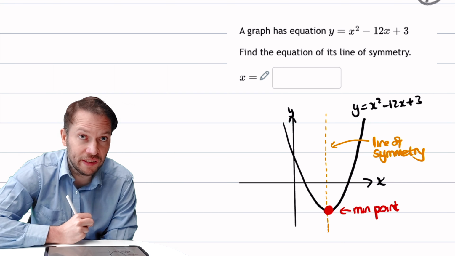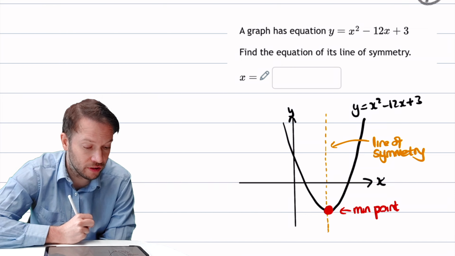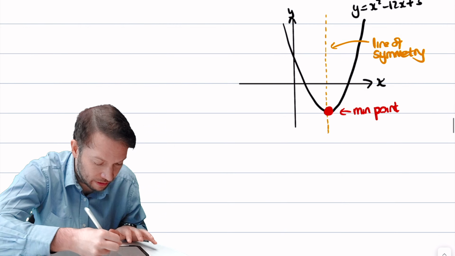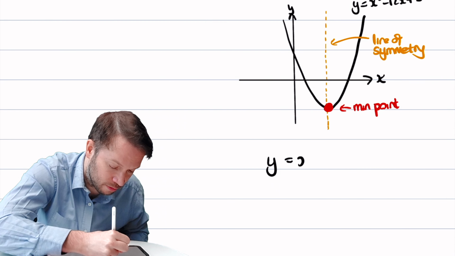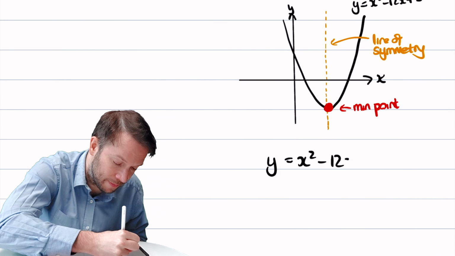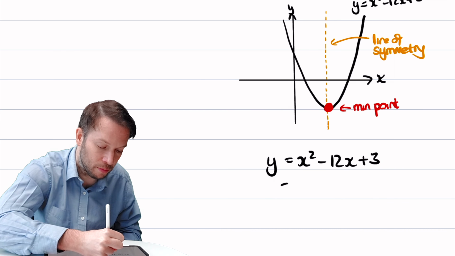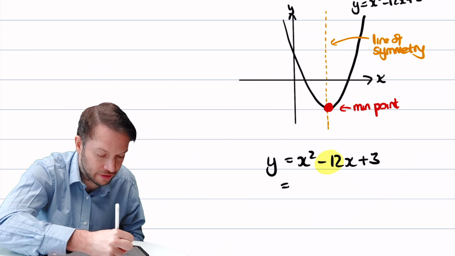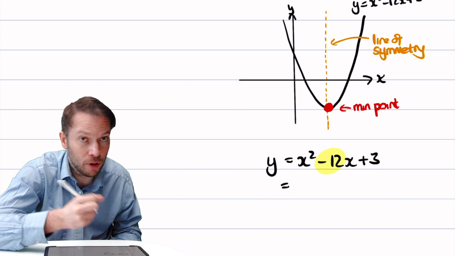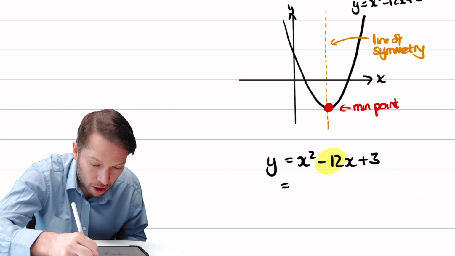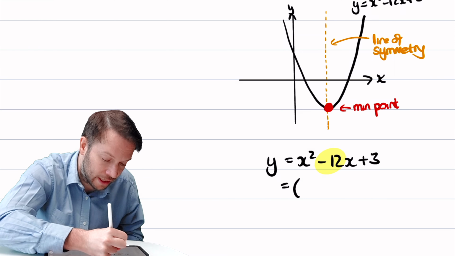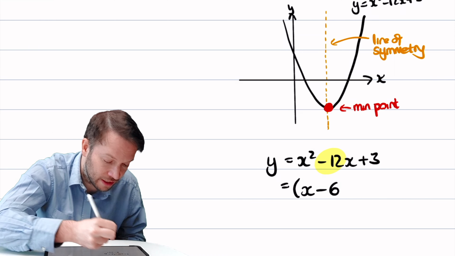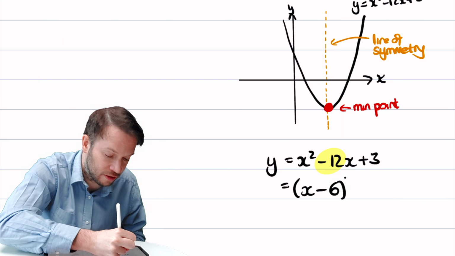So we saw in previous videos how we could find the coordinates of that minimum point. The way we did it is that we completed the square first. So we start with y equals x squared minus 12x plus 3, and we complete the square. Let me remind you how to do that. We halve the coefficient of the x, the number in front of the x term, not the x squared. So you open a bracket, you put an x, you halve the minus 12 to become minus 6, you close the bracket and then square that.